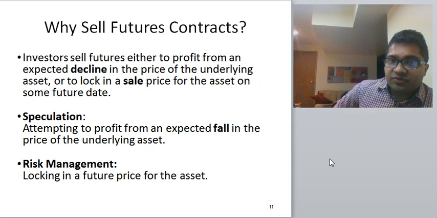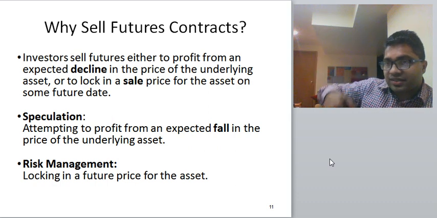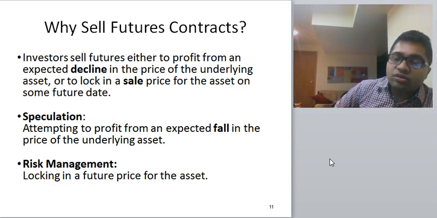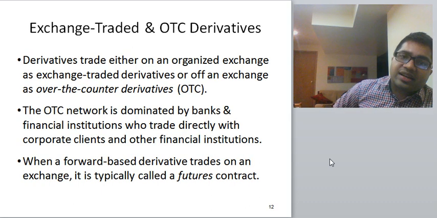Why do investors sell future contracts? Investors sell future contracts to profit from a decline. So buyers profit when price goes up, sellers profit when prices decline, or to lock in the sales price of a particular asset on some future date. So speculation is attempting to profit from an expected fall in the price, and risk management is locking in the future price for an asset.